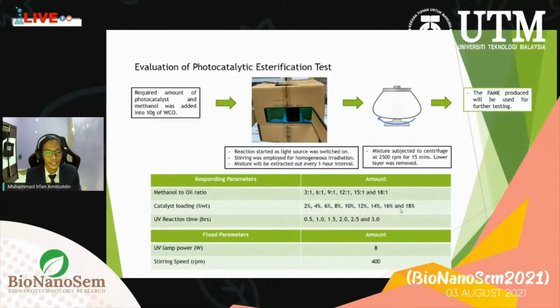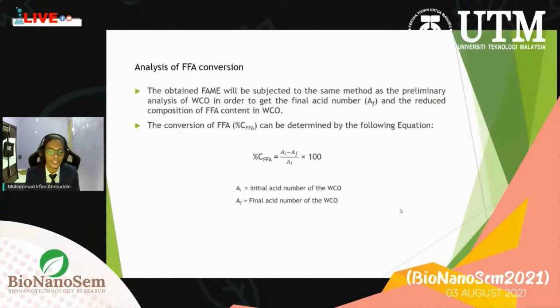As you can see in the table below, the responding variables that were analyzed were methanol to oil ratio, catalyst loading in weight percent, and UV reaction time in hours, while the fixed parameters were UV lamp power in watt and stirring speed in RPM. The obtained film will be subjected to the same method as the preliminary analysis of WCO to get the final acid number, AF, and then the reduced composition of the FFA content in WCO.